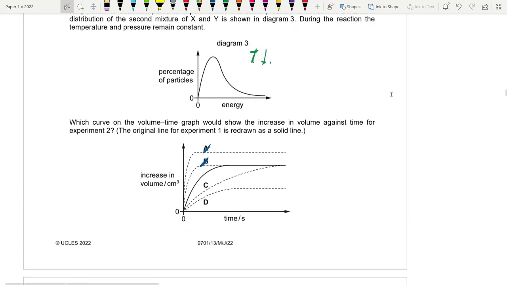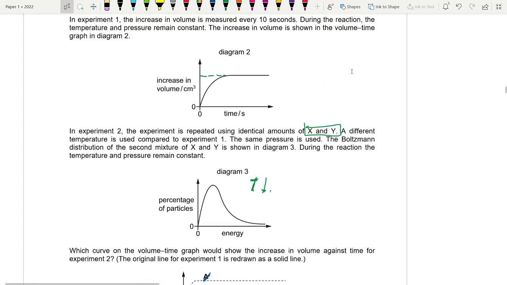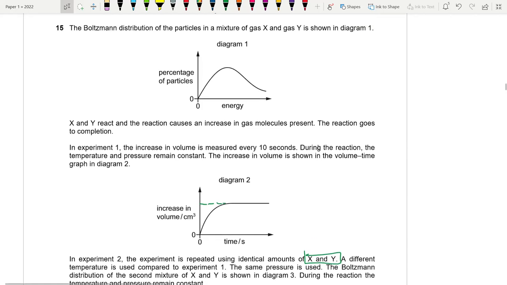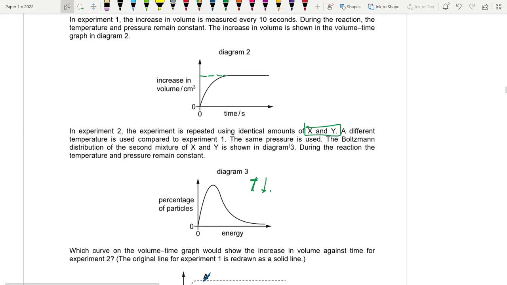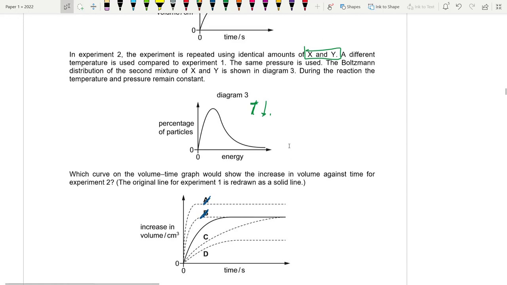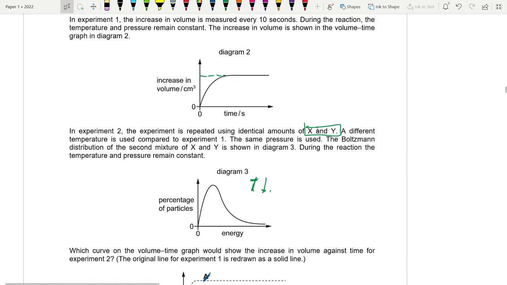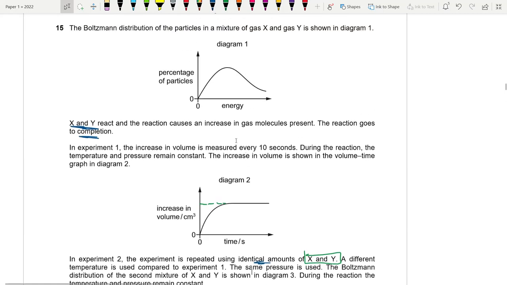The answer should logically be C, but the mark scheme answer is D. Because we're using identical amounts of x and y, and the reaction goes to completion, we should get the same increase in volume, because when X and Y react, we are getting some other product which ultimately increases the volume.